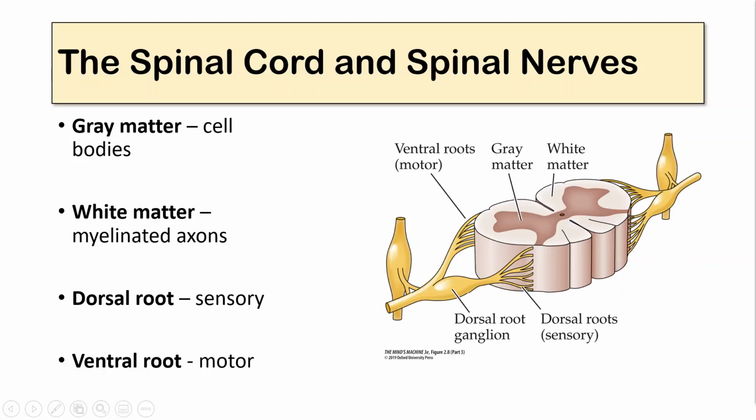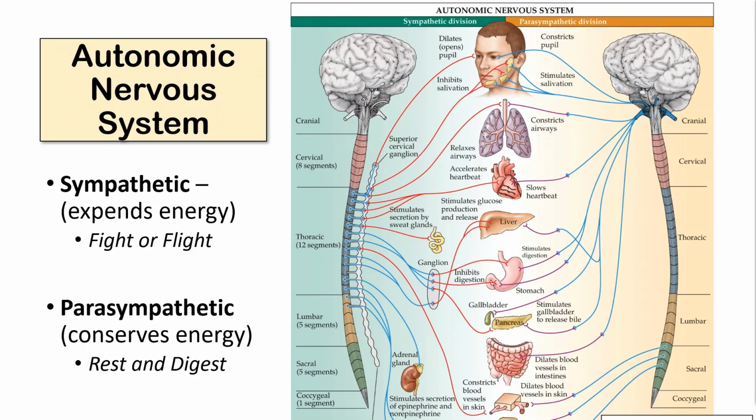Okay, to end our discussion about the peripheral nervous system, let's look at the autonomic nervous system, which is part of the peripheral nervous system. There's two divisions of the autonomic nervous system. There's the sympathetic nervous system and the parasympathetic nervous system. Now, the peripheral nervous system does a number of things to help us maintain what's called homeostasis, or a balance.